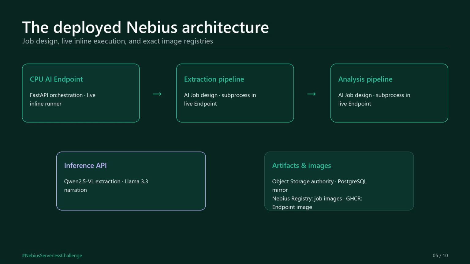Object storage is authoritative for raw, extracted, and report artifacts. Managed PostgreSQL is a best-effort relational mirror. Nebius Container Registry hosts the 2 job images, while the live endpoint image is pulled from GitHub Container Registry. Firebase supplies the authenticated browser edge.